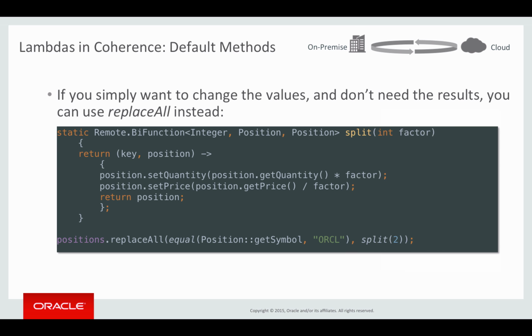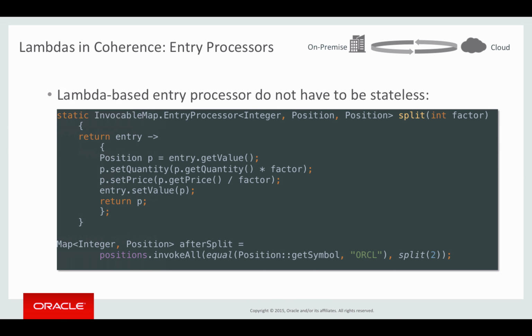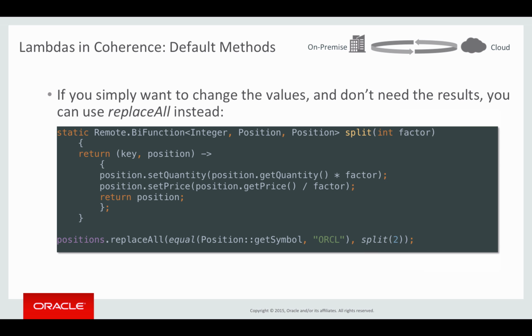As you can see, instead of taking an entry, and returning an entry processor, we are now returning a BiFunction that takes key and value as arguments. And so we don't need to do all the things we had to do with entries. We don't have to get value from an entry. It's already provided for us. We don't have to update the value of an entry. It will be done automatically based on the return value of this BiFunction. So we can do the same thing by using this BiFunction and calling the replaceAll method instead. So do replaceAll, position get symbol Oracle, split by 2.